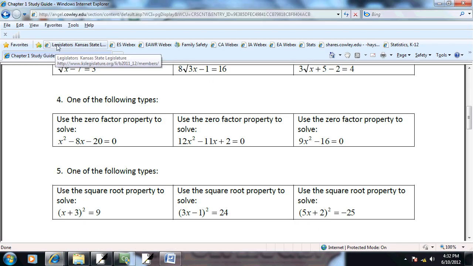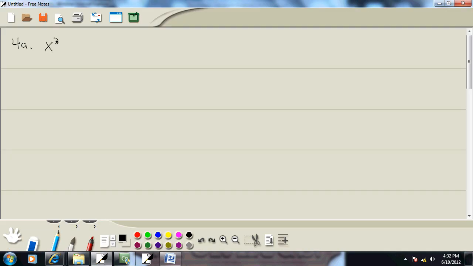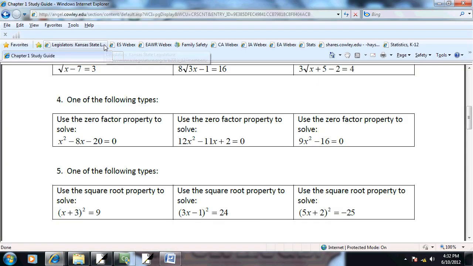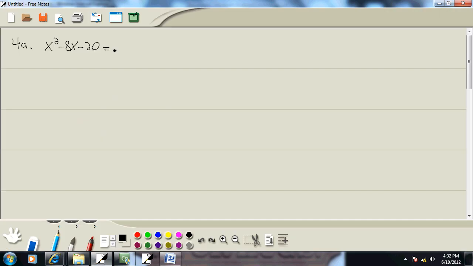Okay, so we got x squared minus 8x minus 20 equal to 0. Now we're going to factor this, and x squared, x, no number for the x squared. This is a PSD method. So I'll write it over here. And I'll show all the steps here just so you'll have it.